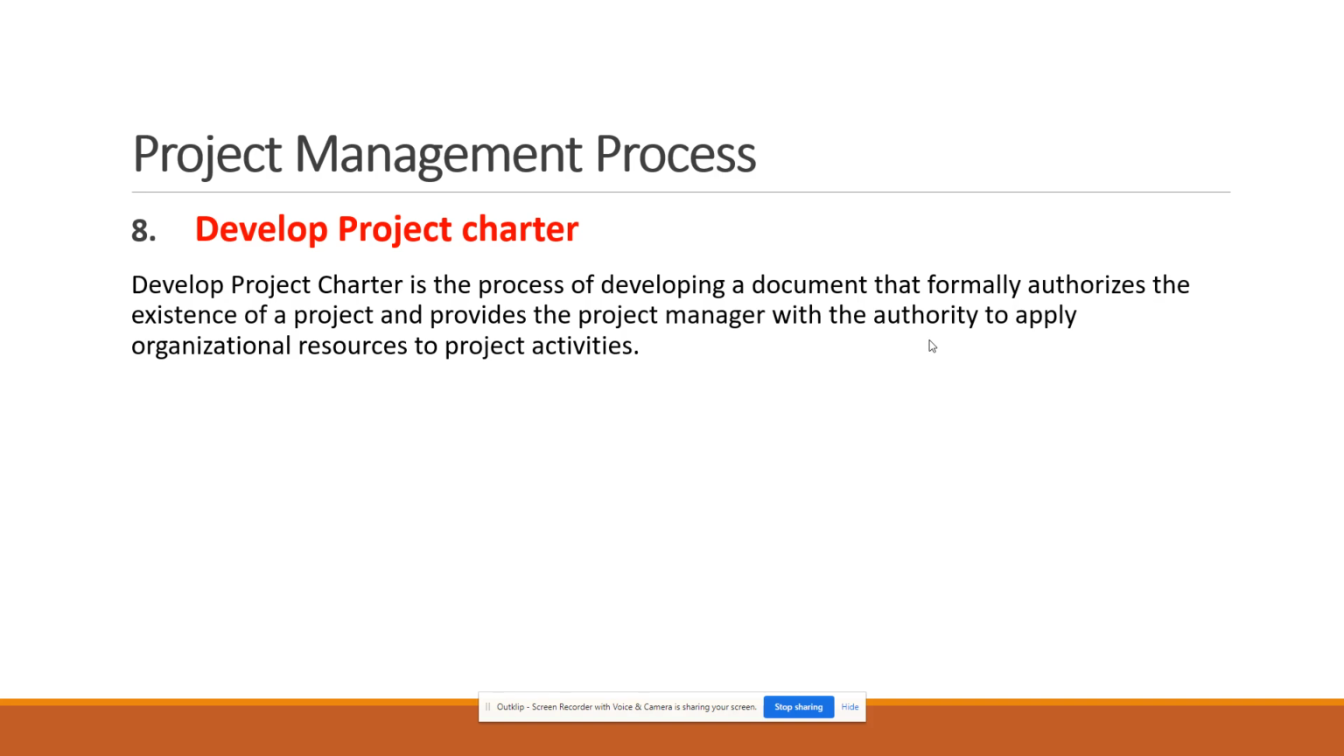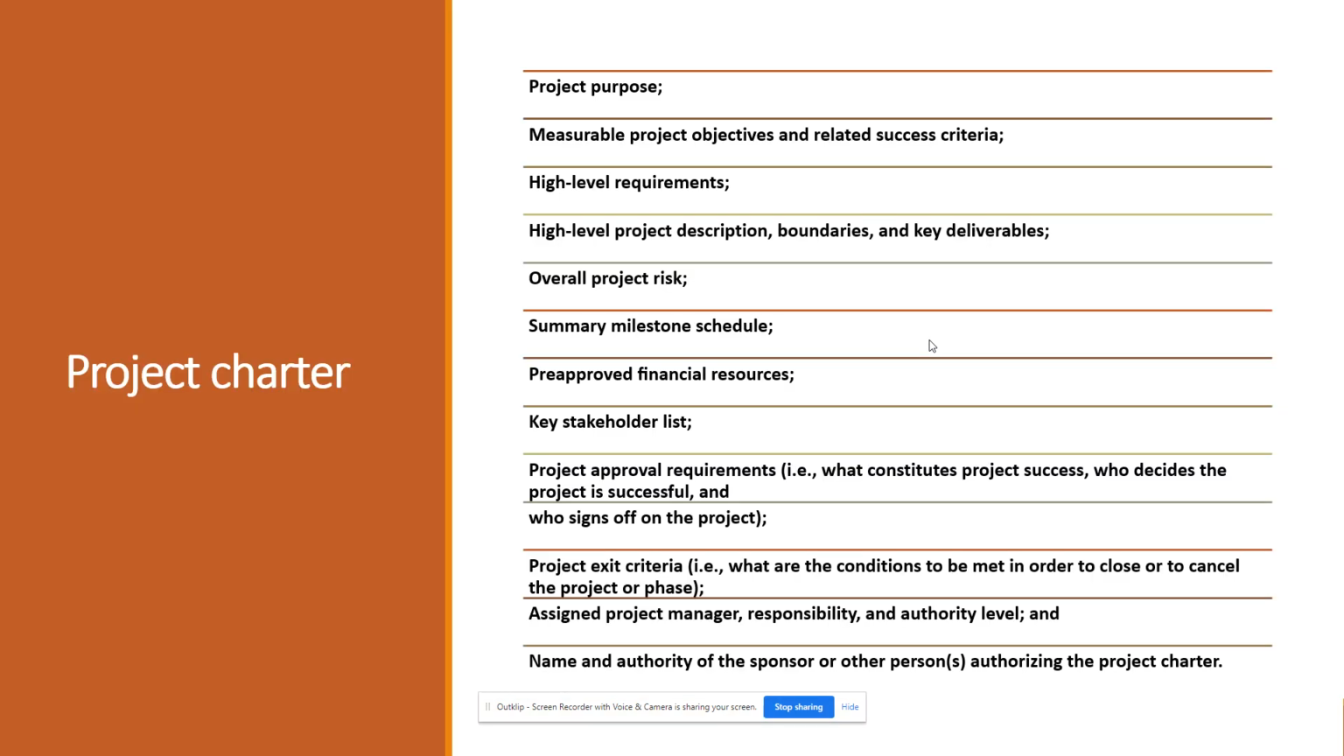Okay, let's see what are the various things available in the project charter. These are the various details that will be included in the project charter. Project purpose, measurable project objectives and related success criteria. What are the high level requirements? What is the high level project description, boundaries and key deliverables? What is the overall project risk? What is the milestone schedule?